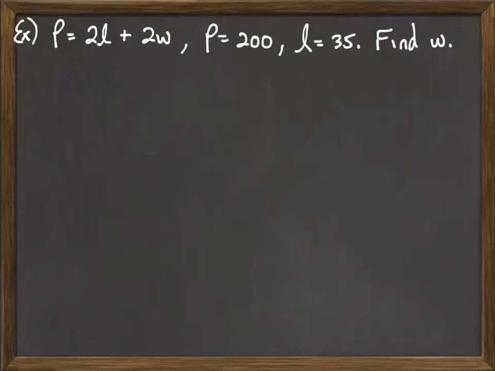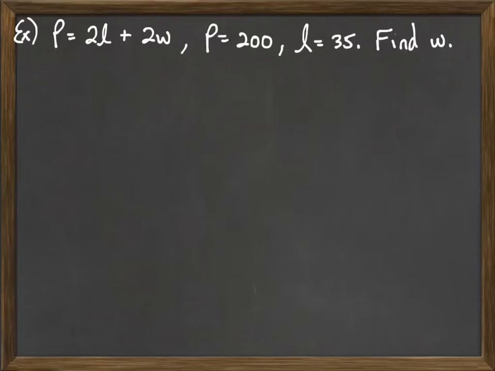In this section, we start to look at working with literal equations. A literal equation is any equation that has more than one variable. So here you see we're given the equation P equals 2L plus 2W. So this equation has three variables, three letters showing up in it.